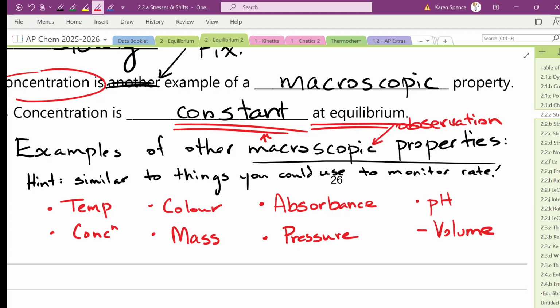Microscopic properties are better expressed as particle level properties, which means that the particles are swapping atoms, which is why they're not constant. We don't actually say microscopic properties. We say there's no changes at the macroscopic level, but there are changes at the particle level. But you could also express that as there are no macroscopic changes, but there are microscopic changes, which means there are changes at the particle level.